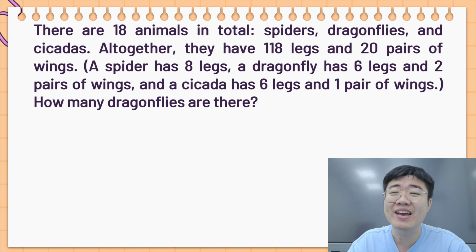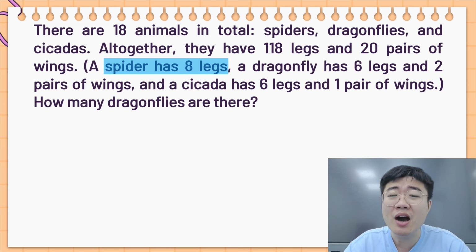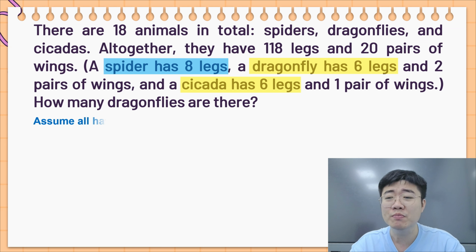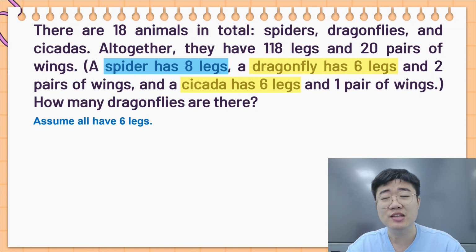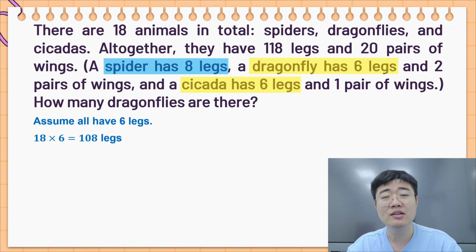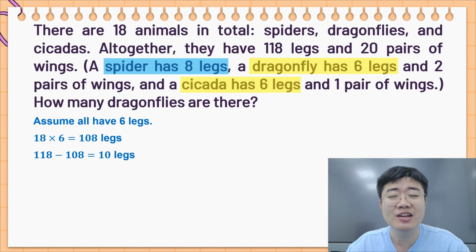So now we can do our usual assumption method. Let's assume that all of them... so now here, the dragonfly and cicada, we group them together. Spider itself is one group. So we can assume that all of them have 6 legs. This is 18 animals, so we find the total number of legs. 18 times 6, 108 legs. Compared to the actual number, which was 118, so we need 10 more legs.